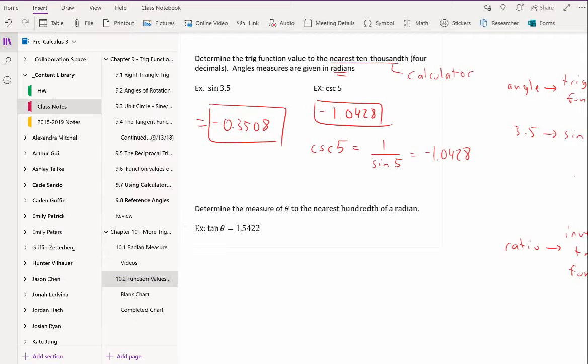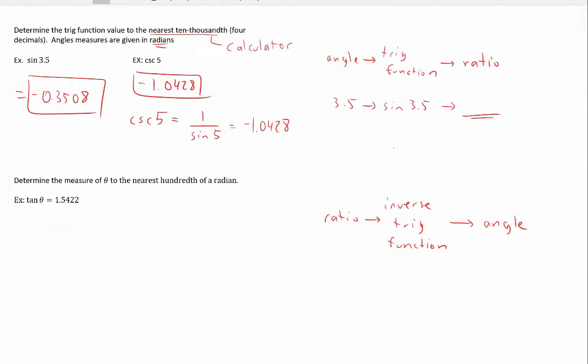So this last type of problem we want to look at here is if we have a trig function value and need to find the angle. It says find theta, the angle, but we know the trig function value. Remember, for a trig function, an angle goes in and a ratio comes out, which means for an inverse trig function, the ratio goes in and the angle comes out. So this right here is a trig ratio, and I'm going to plug it into the inverse tangent function to get the angle. So I would type inverse tangent of 1.5422. The inverse tangent will undo the tangent function, and I'll be left with just theta.